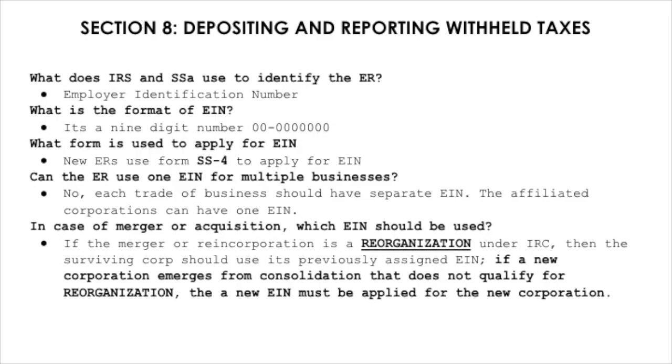In case of merger or acquisition, which EIN should be used? If the merger or reincorporation is a reorganization under the Internal Revenue Code, then the surviving corporation should use its previously assigned EIN. If the new corporation emerges from a consolidation that does not qualify as a reorganization, then a new EIN must be applied for the new corporation.